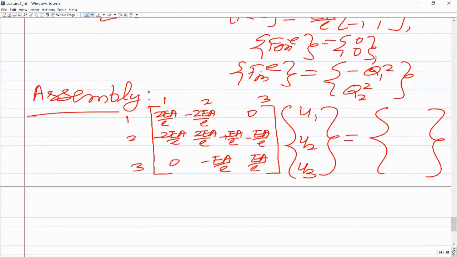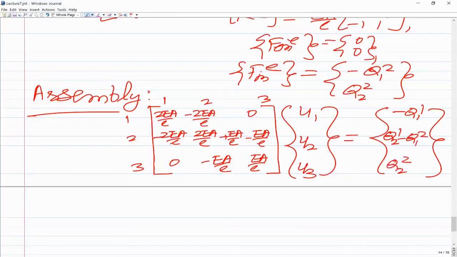And on the right hand side we will have minus q11, we will have q21 minus q12, and we will have q22. So this is the assembled system.